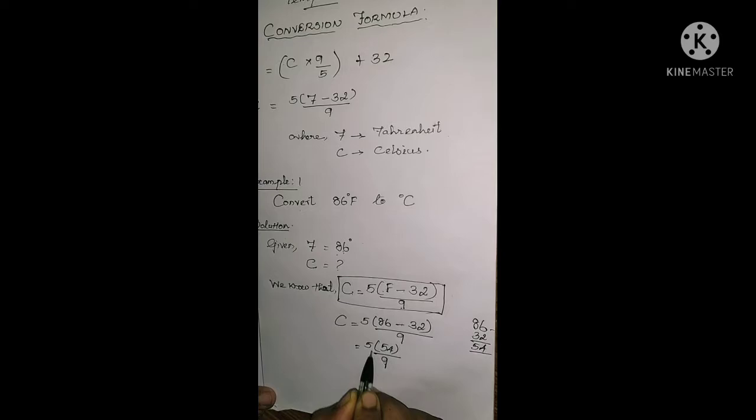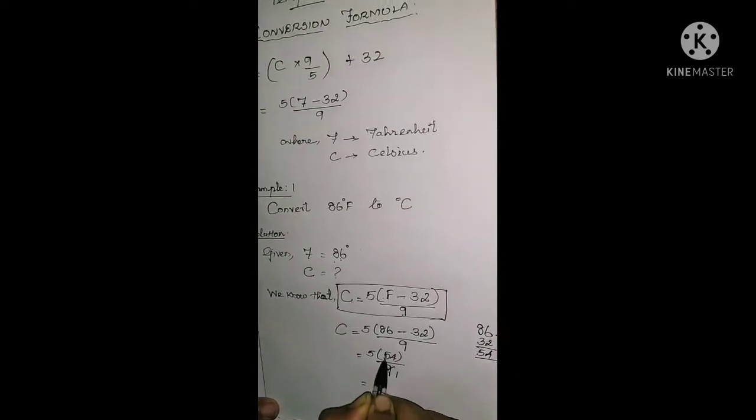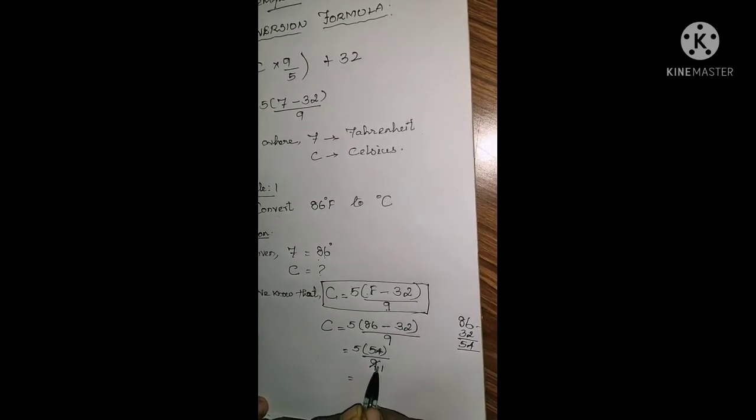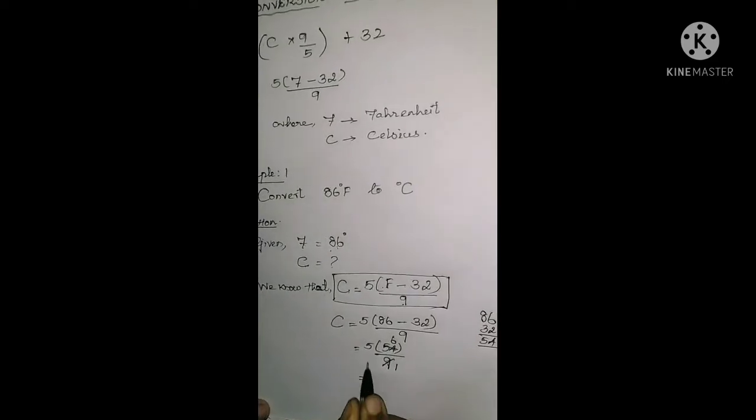Here it is into. So 1 9 is 9, 54. How many times in 9? 6. 6 9s are 54. Now what is the value?